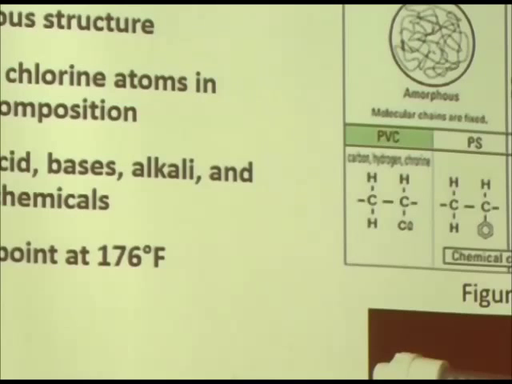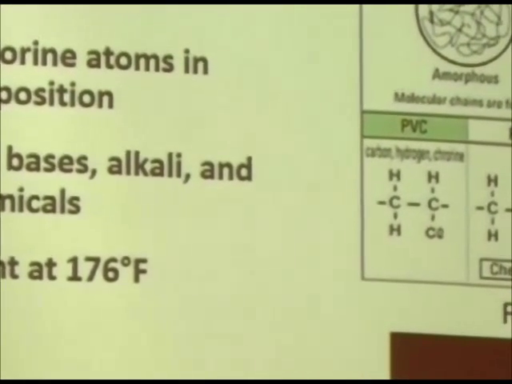PVC is an amorphous structure, which means it doesn't have a crystal structure or long-range order to it. It's single bonded with the chlorine atom, which means it is able to resist acids, bases, alkalis, and most inorganic chemicals, which makes it very good in this situation with the chemicals that we are using. The melting point of PVC is 176 degrees Fahrenheit. As Will stated earlier in the presentation, I think the highest temperature would go to about 122 degrees Fahrenheit, so that's well within the acceptable parameters that we need for this.